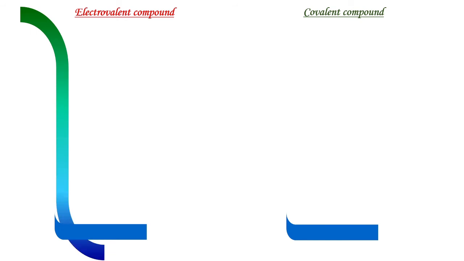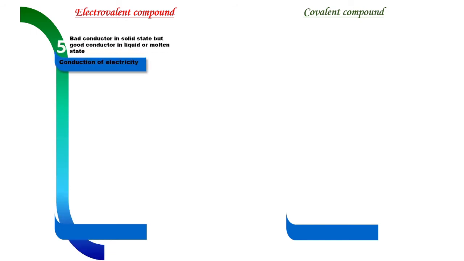The next property is the conduction of electricity. They are bad conductors of electricity because the strong electrostatic force keeps the ions in a fixed position. But the force is weakened in the molten state or liquid state because in the molten liquid state the ions are free and they easily migrate toward the respective electrode. Electrolysis, they can easily be electrolyzed in molten and aqueous states, similar explanation as stated above.